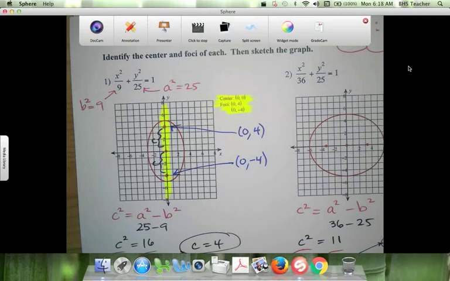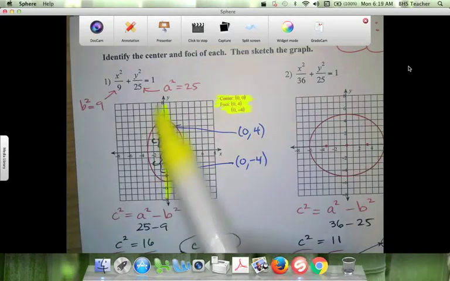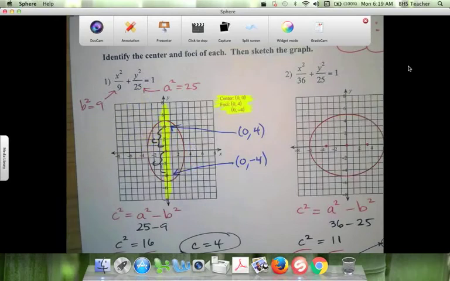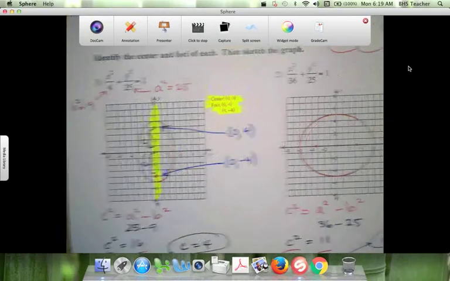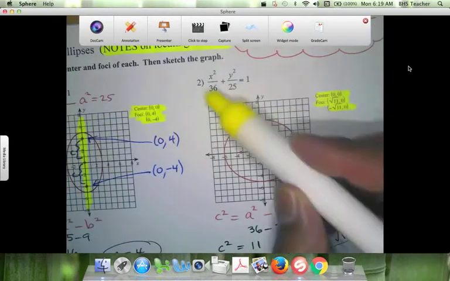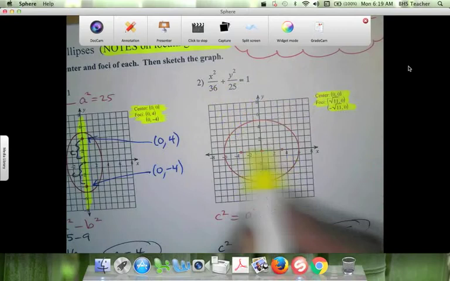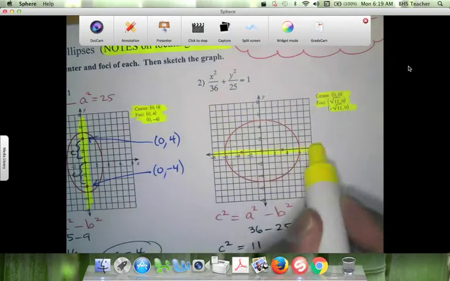But you have to pay attention and see which way, or where these focal points are located. Here we had to go up and down. The major axis is stretched out on the y. See, that's why the y is greater. For this one, the major axis, or the greater number, is on the x, so that means the focal points will be on the x-axis.